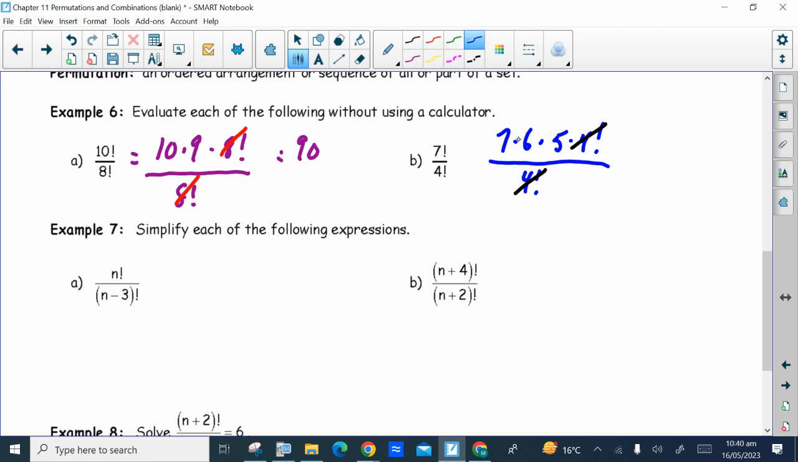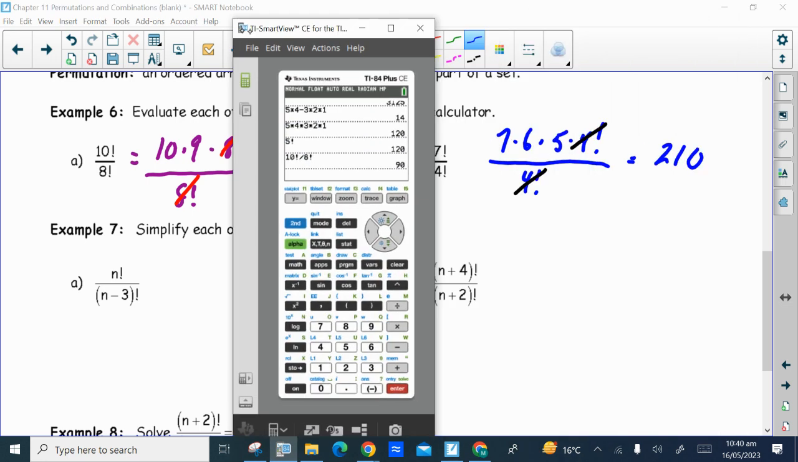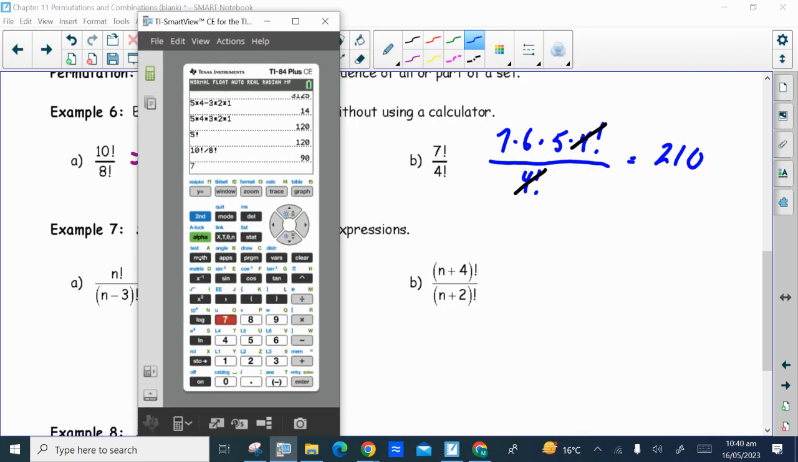Well, 6 times 5 is 30, times 7 would be 210, which we can check on our calculator by going 7 factorial divided by 4 factorial. So there we get that answer.